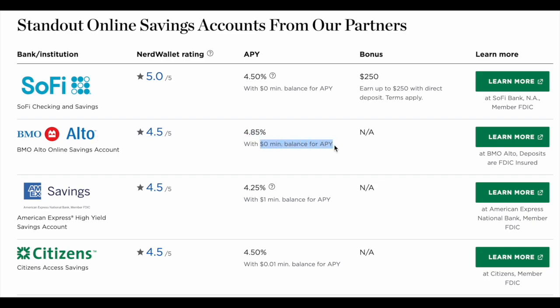Same thing, $0 minimum balance for the APY, and it's FDIC insured. You have Amex Savings, which gives you 4.25%. You need a $1 balance to earn this 4.25%. Citizens, 4.5%. So these are just standalone examples of what you need to start a high yield savings account.